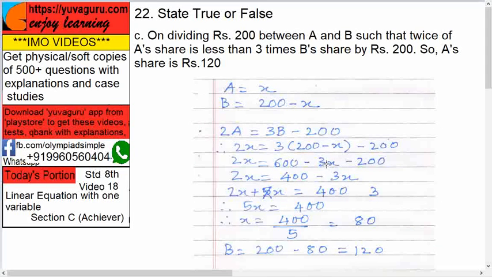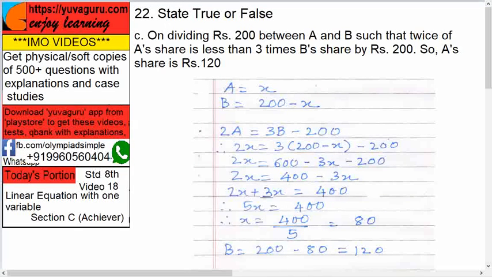Take x on one side. So first solve this. 600 minus 200 is 400 minus 3x. And here 2x as it is. So take 3x on this side. It becomes 2x plus 3x equals 400. So 2x plus 3x, 5x equals 400, x equals 400 by 5, that is 80. So A share is 80.